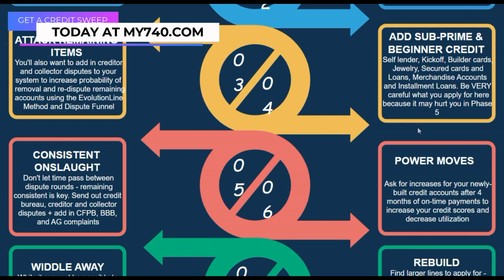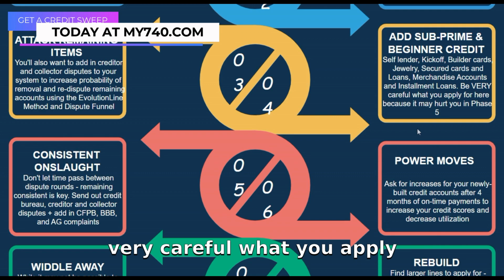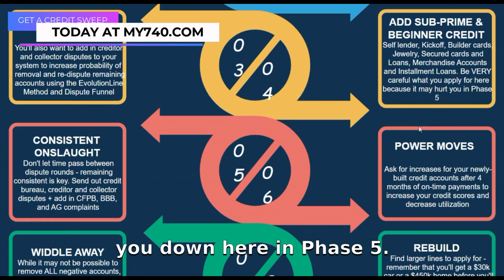So now you're looking at self-lender, kickoff, builder cards, jewelry, secured cards and loans, merchandise accounts, and installment loans. But be very careful what you apply for here because it may hurt you down here in phase 5, okay?